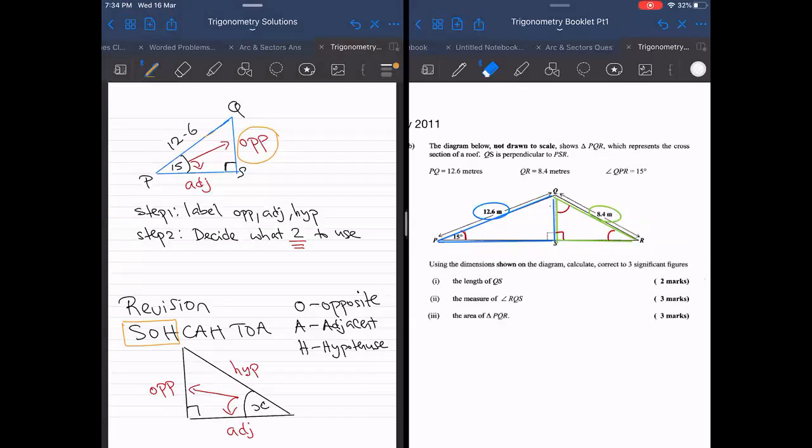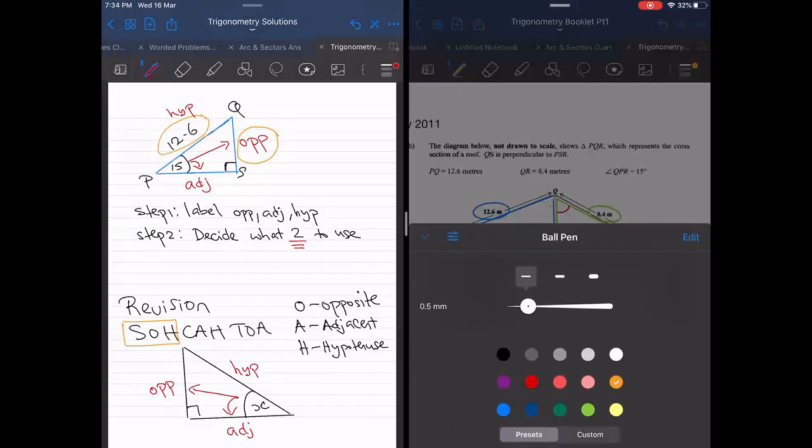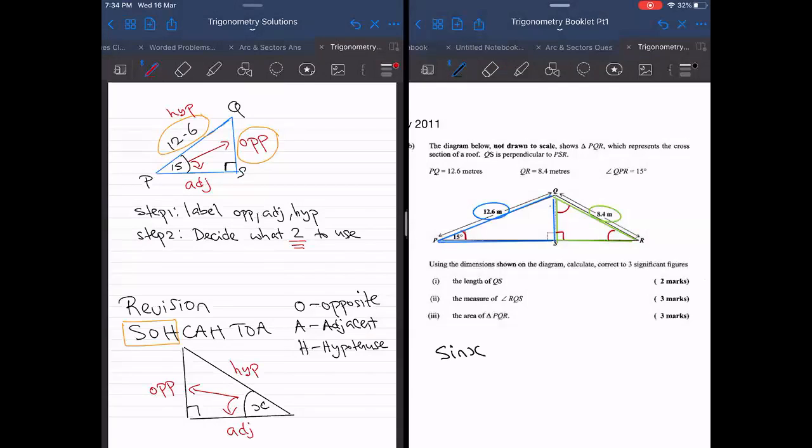Yes, the 15 came from the angle. So let's put that as another note. It's always sine x, cos x, tan x. So it's always the sine of the angle, the cos of the angle, or the tan of the angle. The angle always follows that labeling. Okay, I just realized what was giving you the problem.